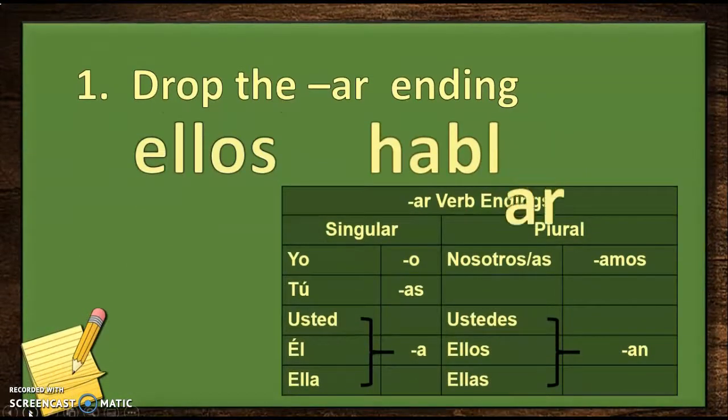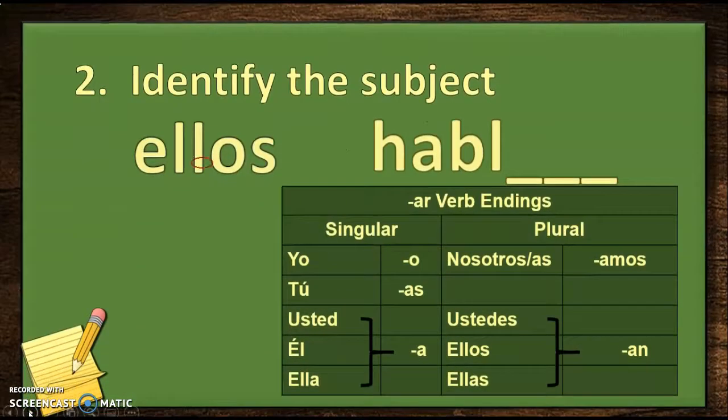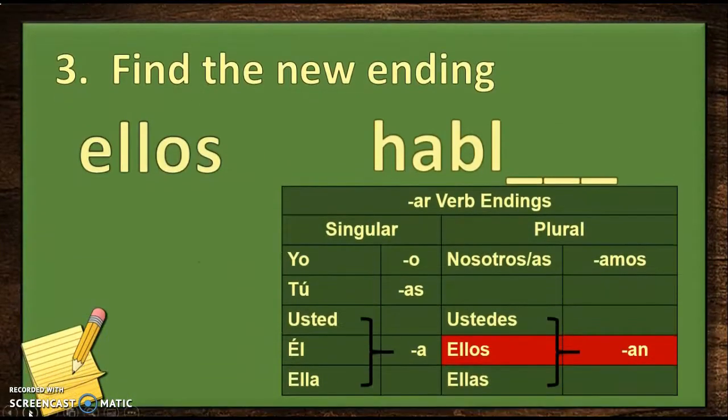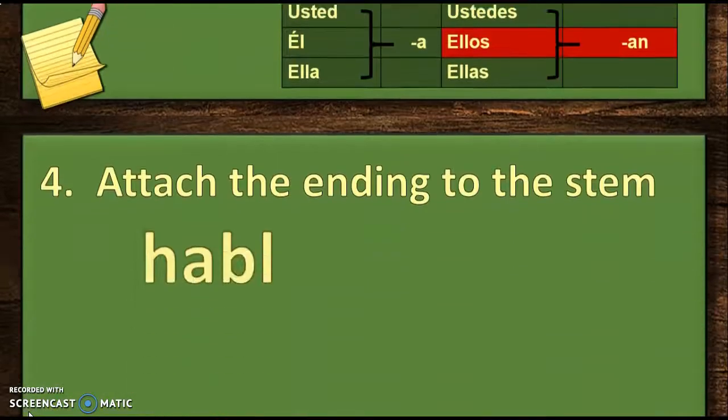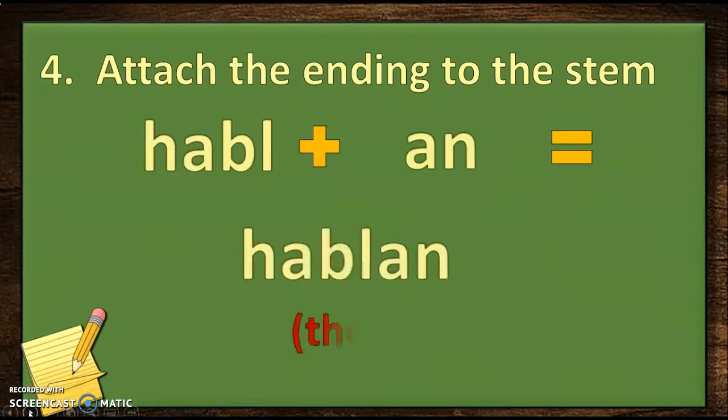If your subject is ellos, do the same thing, drop the AR. You're left with the stem. Your subject is ellos. If you refer to the chart for ellos, the ending is an. Add that to the stem, and you end up with the word hablan, which in this case is they talk.